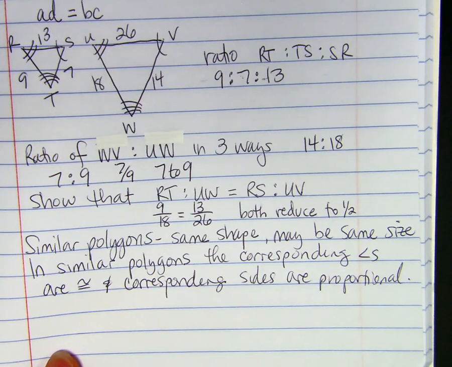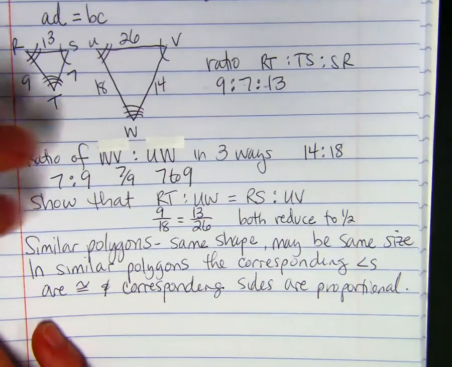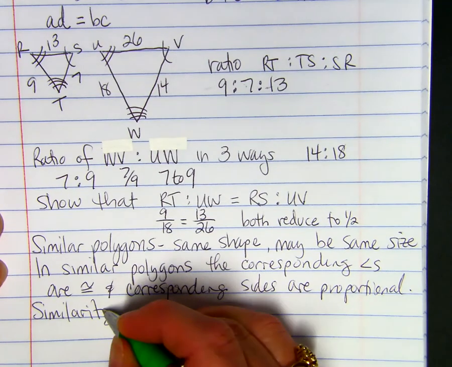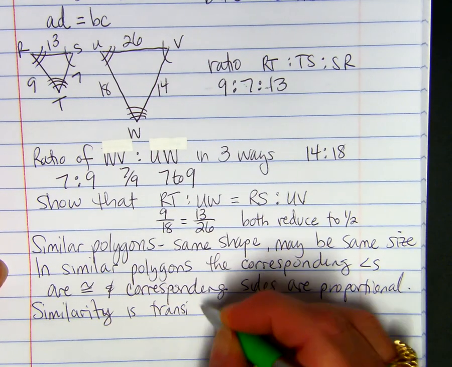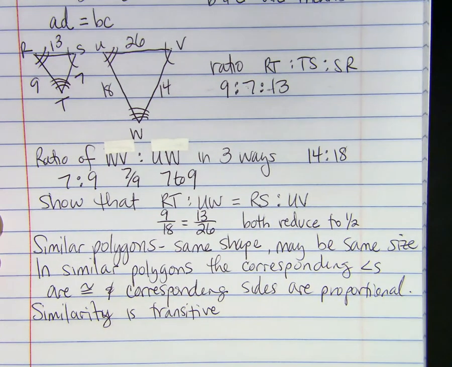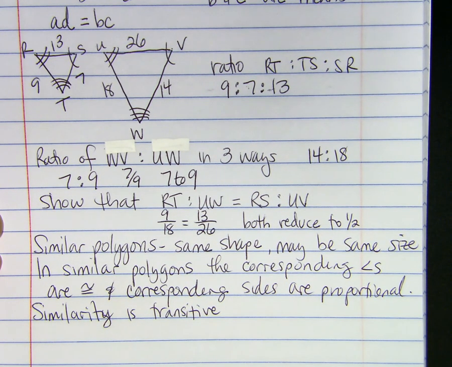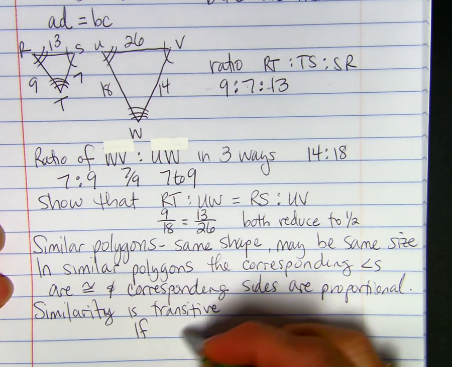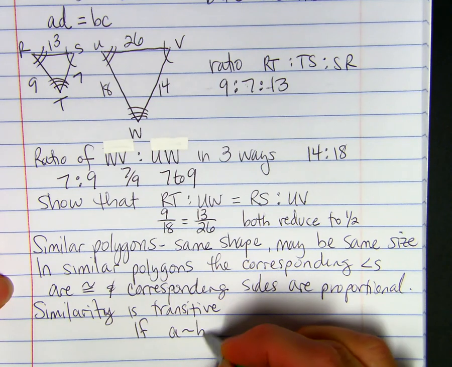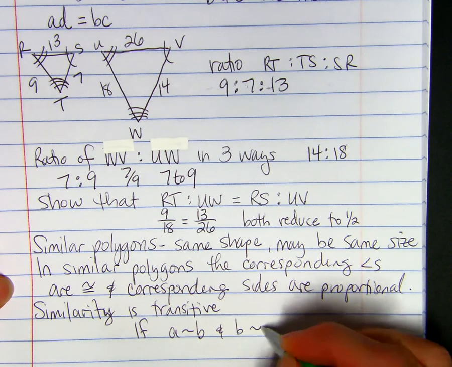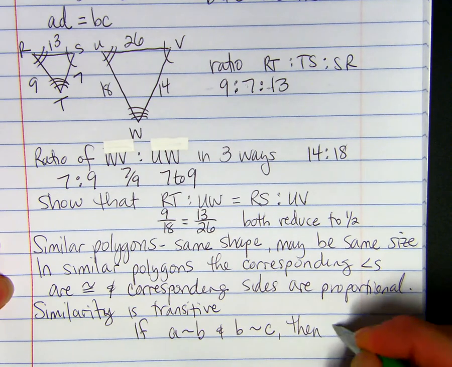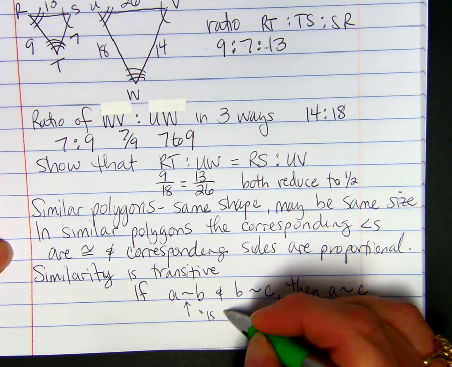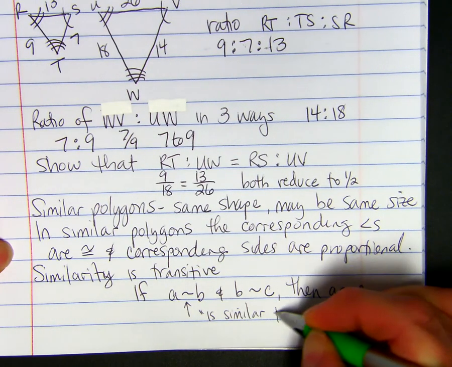We do have a transitive property of similarity. So similarity is transitive. If one figure is similar to another, and that other figure is similar to a third figure, then the first one is similar to the third one. We'll write that using A and B: if A is similar to B, and B is similar to C, then A is similar to C. And this little squiggly line means similar to.